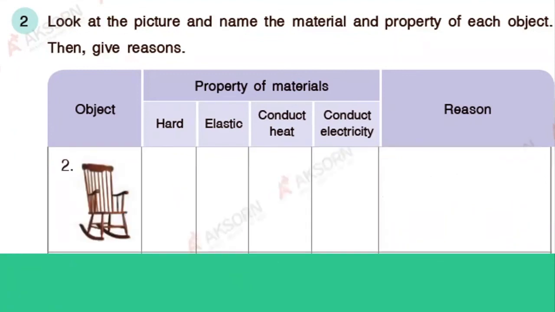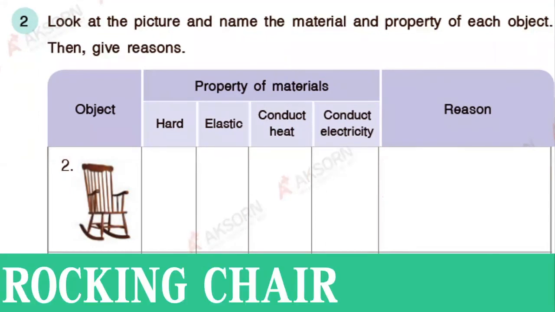All right, number 2, what is it? Anybody know what it is? It's a wooden chair, but it's a little bit different. We can swing on this wooden chair, so it's called a rocking chair. Object number 2, repeat after me: rocking chair. Rocking chair. One more time, rocking chair.